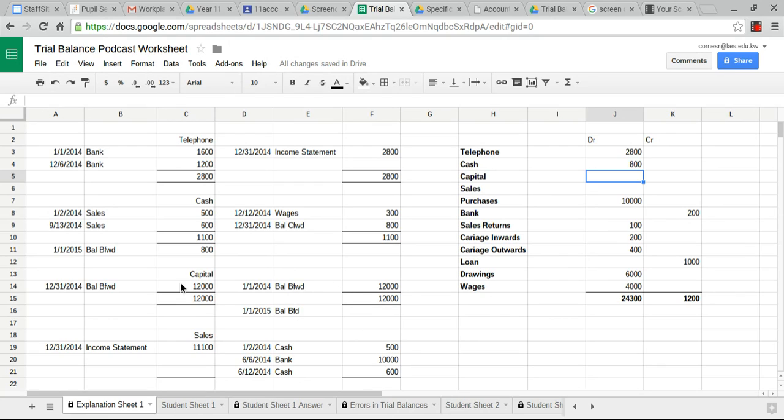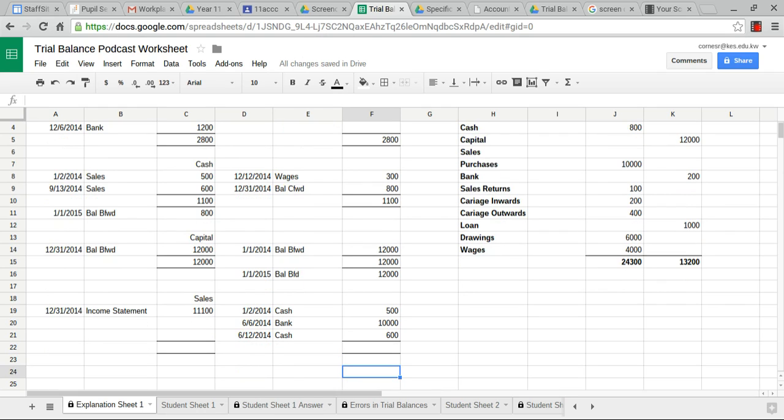Capital, we've got a balance carried forward of 12,000. The balance brought forward is also going to be 12,000. It's on the credit side of the balance brought forward because that's where it's going to appear in the statement of financial position. Under double entry, it's a credit entry, so we're going to put 12,000 into the trial balance, and hopefully we've got sales as a final entry.